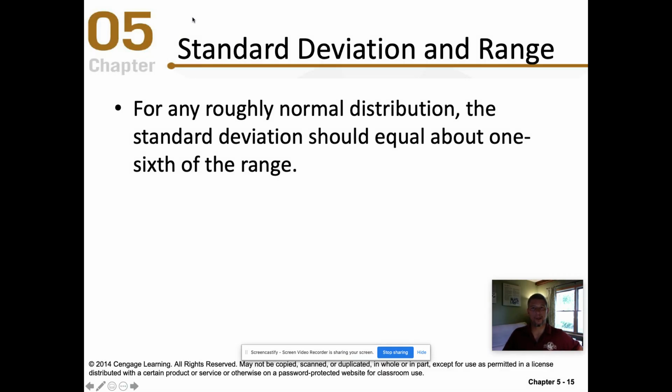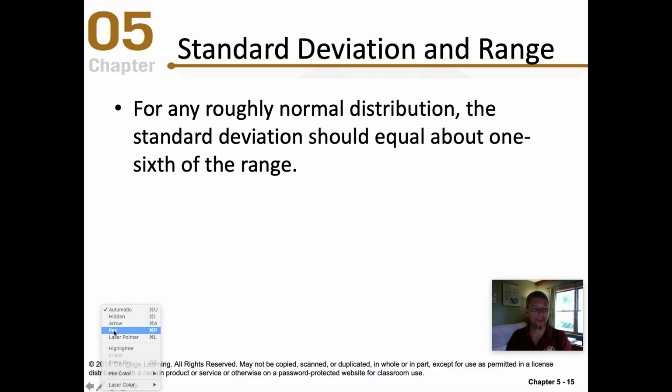Good morning, and welcome to the second of two videos on Chapter 5 in your textbook. At the end of the first video, we were on this slide, which was talking about the standard deviation and the range. What you should know is that for any roughly normal distribution, the standard deviation should be equal to about 1/6 of the range.